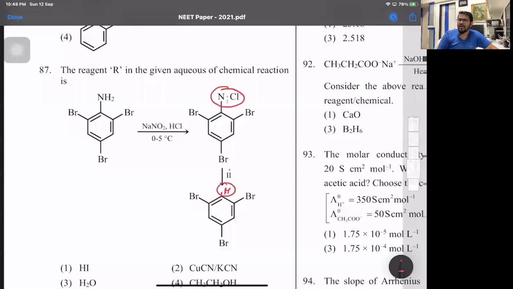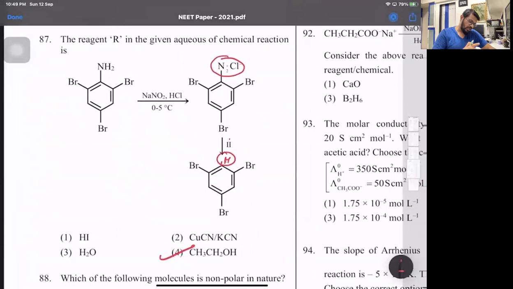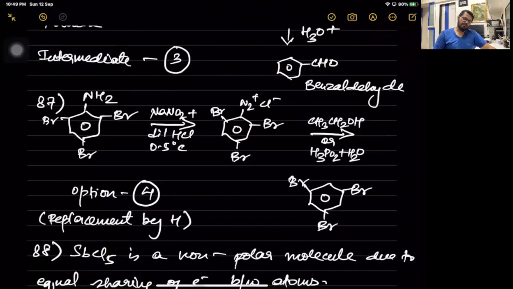So here, what are the reagents that can be used? Answer is 4, ethyl alcohol, or we can also use H3PO2 over there. I'll show you there are two reagents possible. So look at that, 87, that's the part. You can have either ethanol or, sorry, H3PO2 plus water. So any one can be used. It's basically replacement by H. So you replace the diazonium group by a H over there. That's why the entire diazonium salt goes out as nitrogen and HCl. So two things can be used for the replacement, either ethanol or H3PO2 and water. So 87 is 4.